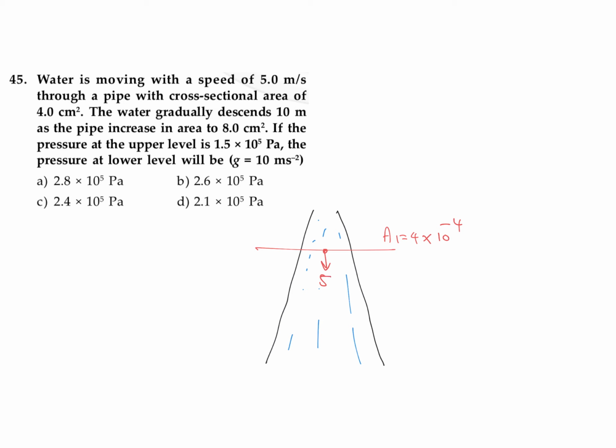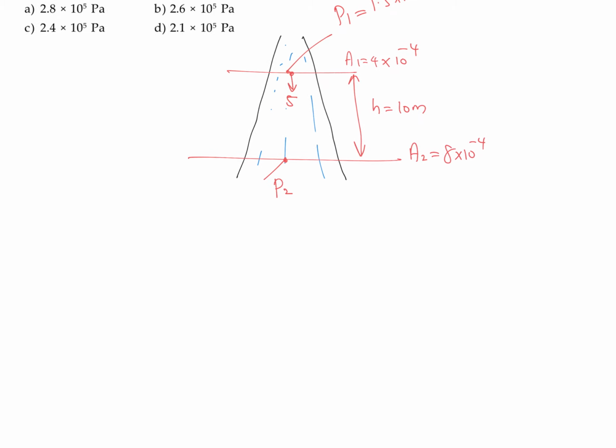The water gradually descends, so if it is moving in downward direction by a distance of 10 meter, the pipe increases its area to 8 centimeter square. So we can take the area of cross section over here as 8 into 10 raised to minus 4 meter square. The pressure at the upper level, so pressure over here, take it as P1, is given as 1.5 into 10 raised to 5 Pascal. The pressure at lower will be? So our aim is to find out the value of pressure over here. Let's say pressure is equal to P2.